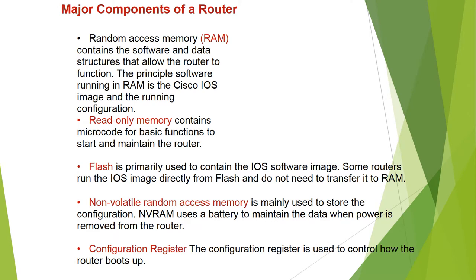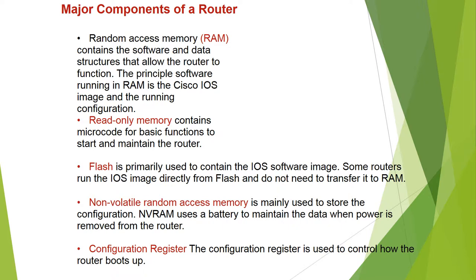The components of a router. Random access memory contains the software and data structures that allow the router to function. The principal software running in RAM is the Cisco IOS image and the running configuration. Read-only memory contains microcode for basic functions to start and maintain the router. Flash is primarily used to contain the IOS software image. Some routers run the IOS image directly from flash and do not need to transfer it to RAM.